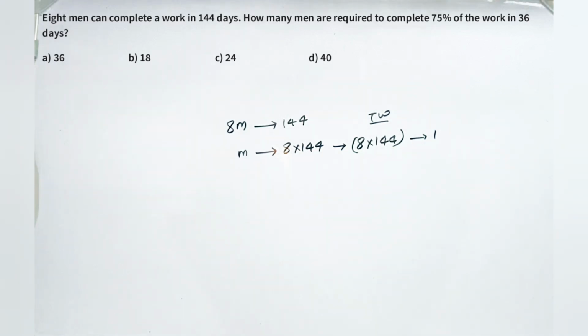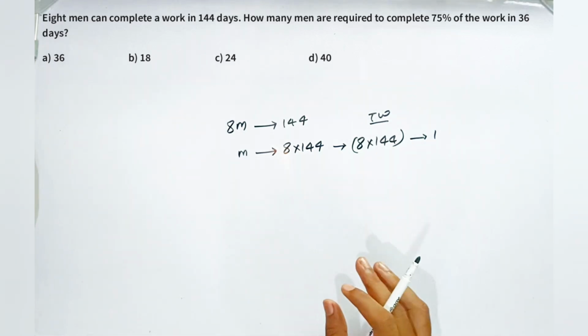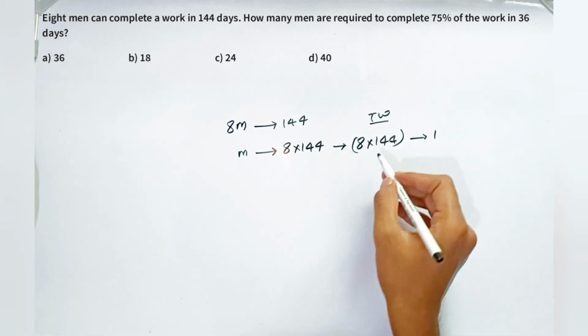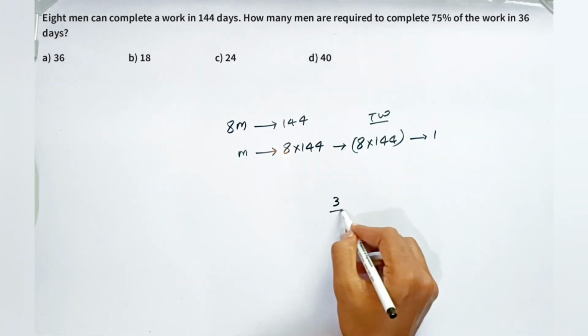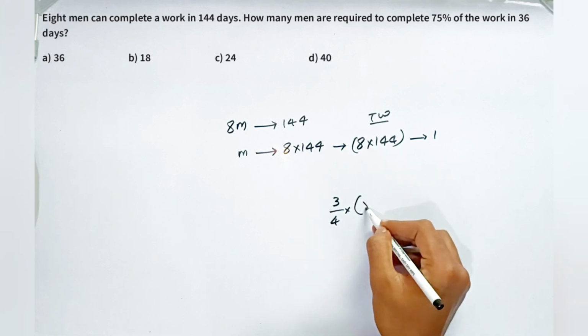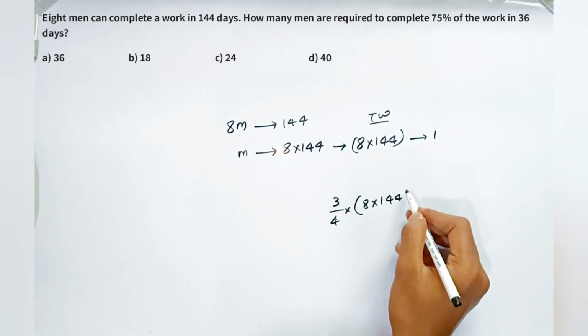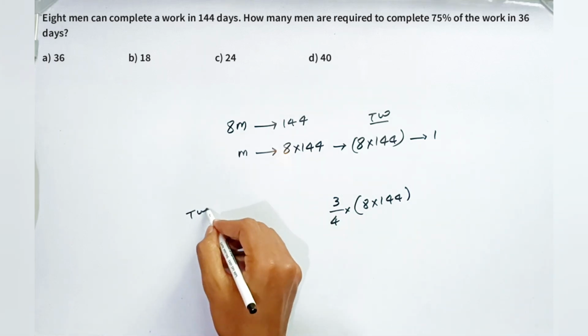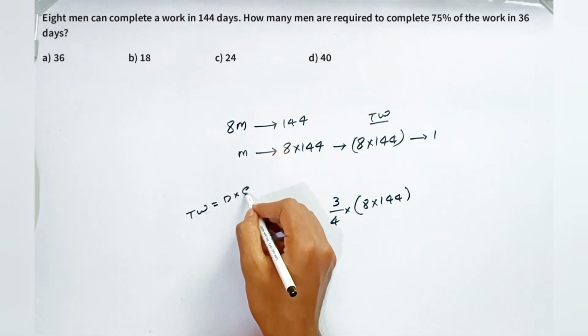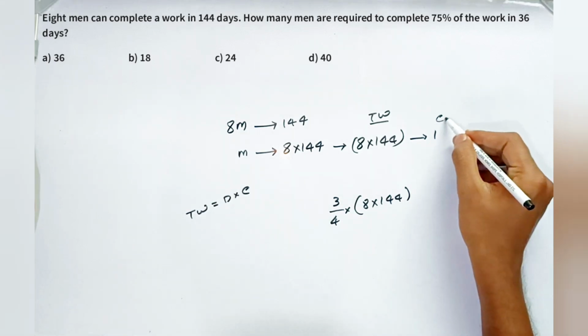Okay, and how many men are required to complete 75% of the work in 36 days? Here we have to find out 75% of the total work. This is the total work, and we have to find 75% of it. I'm just writing it as 3 by 4 for 75%. So 144, and we know the general formula of time and work: total work is equal to days into efficiency, right?